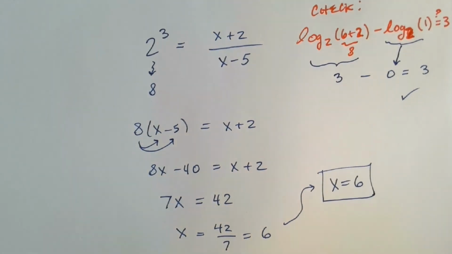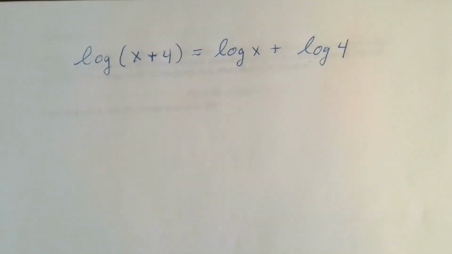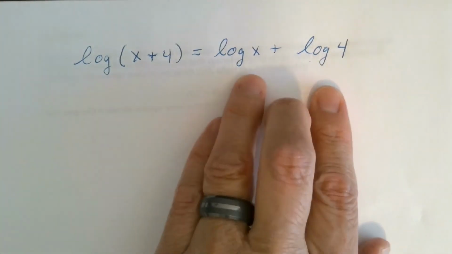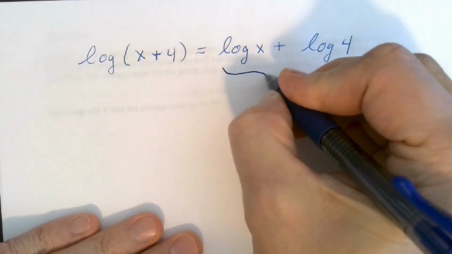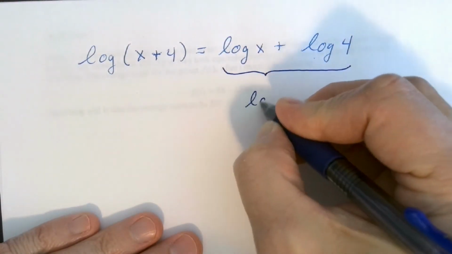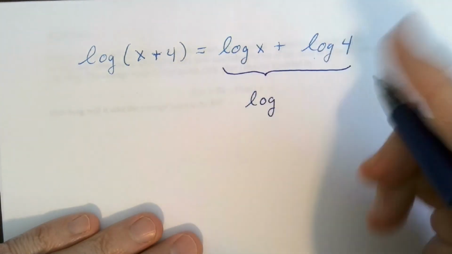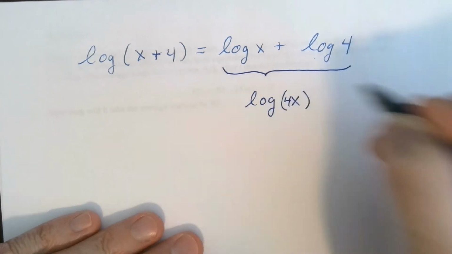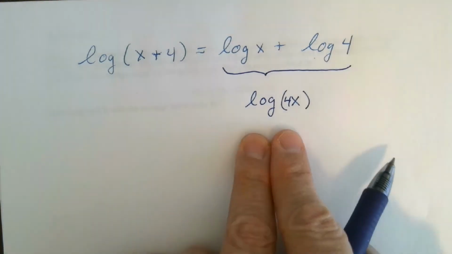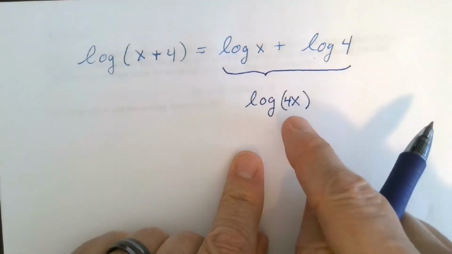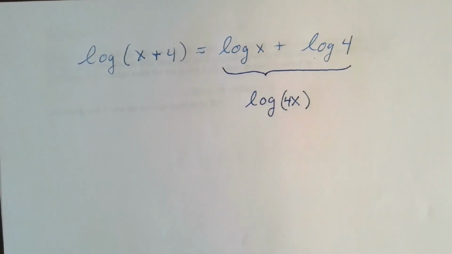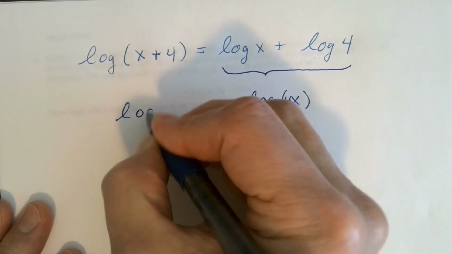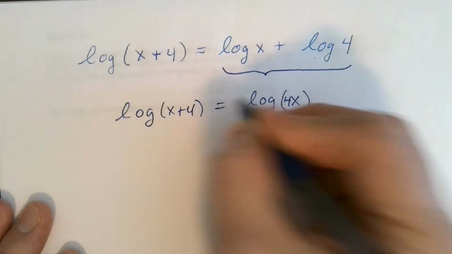Let's try one more. Another one, notice on this side we have a logarithm, and on this side we have logarithms. We have 2 logarithms. These can be combined as a single logarithm by the property of logarithms. When I add logarithms, what is that? That's the log of a product, x times 4, or 4x. Right? So the log of a product is the sum of the logs, because when I'm multiplying like bases to different powers, I add the powers. Okay? So I have log of x plus 4 equals log of 4x.